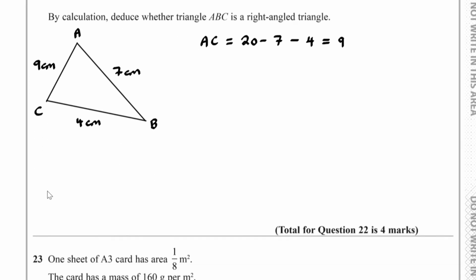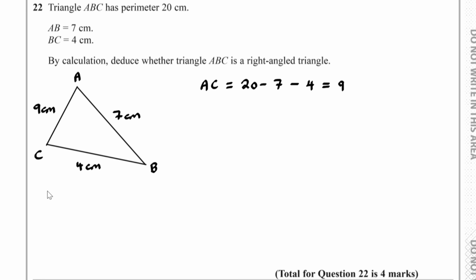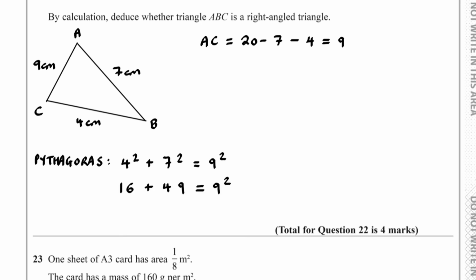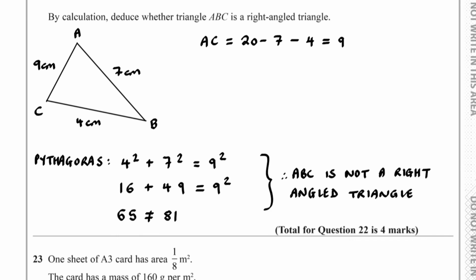Now what we can do is use Pythagoras to determine whether this is a right angle triangle. So with Pythagoras, the sum of the squares of the two short sides is equal to the square of the longer side. So I've got 4 squared plus 7 squared, we're testing if that equals 9 squared. 16 plus 49, we're testing if that equals 9 squared. And because 65 doesn't equal 81, we can conclude ABC is not a right angle triangle.